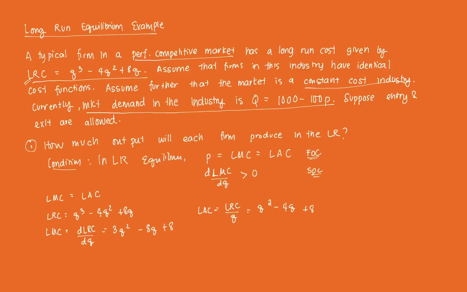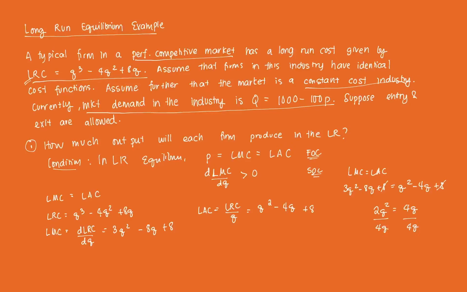Then what we're going to do is equate the two, so LMC is equal to LAC. So LMC, that's 3Q squared minus 8Q plus 8, is equal to Q squared minus 4Q plus 8. We have a plus 8 on both, so we can take that out. Then we have 4Q here, then we have 2Q squared rather. Then you can divide both sides by 4Q.